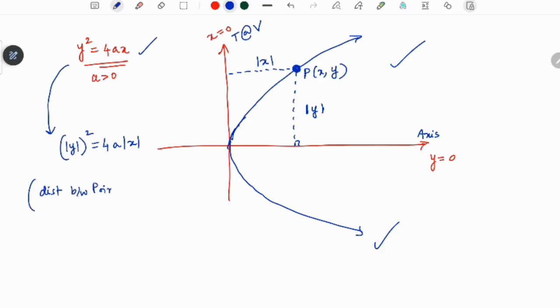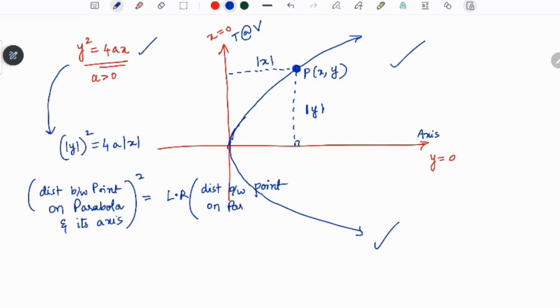So that means mod y is nothing but the distance between the point on the parabola and its axis, whole square is equal to 4a, meaning latus rectum, into what is mod x? The distance between the point on the parabola and its tangent at vertex. Okay, this is the second definition of the parabola.